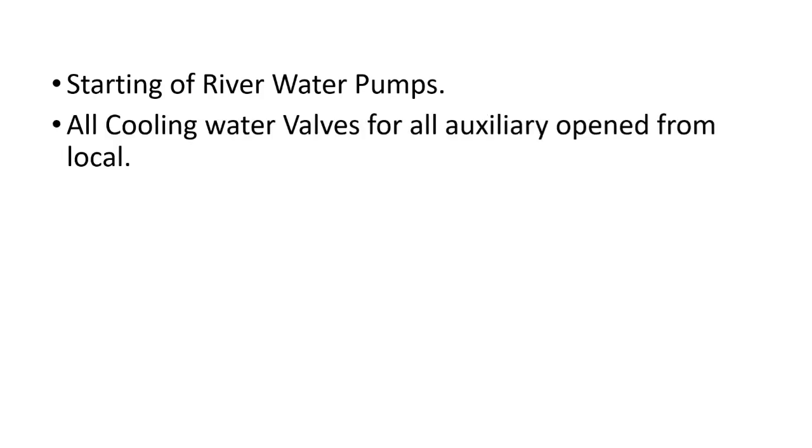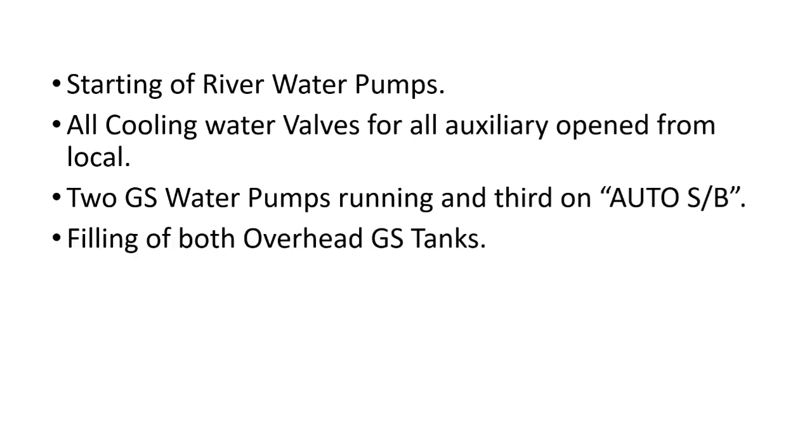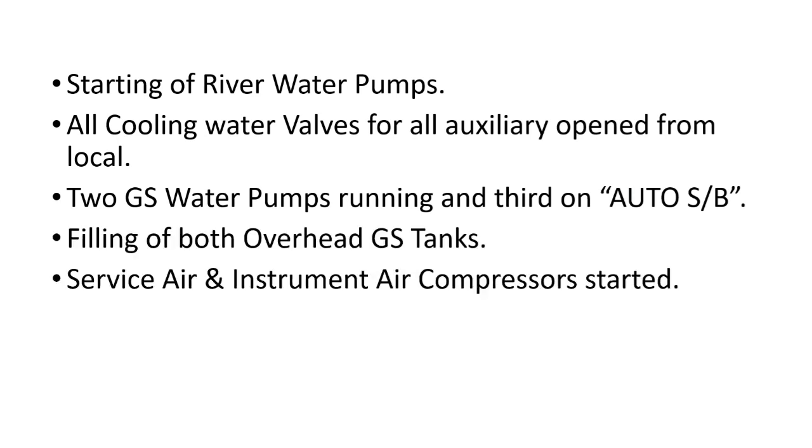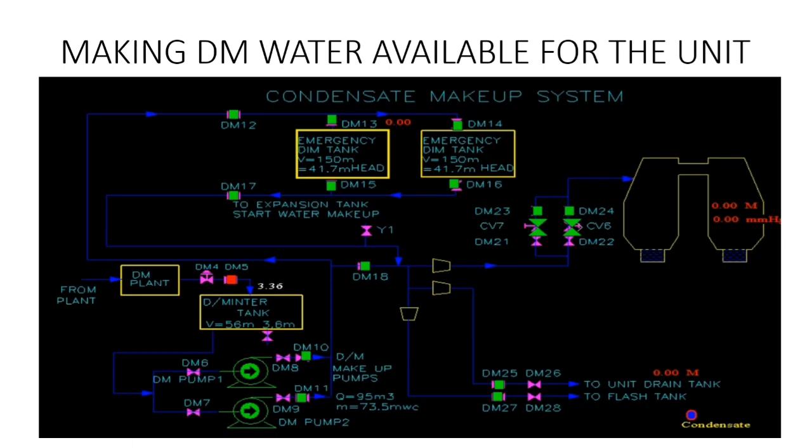Till now we have started the river water pumps, then all cooling water valves for auxiliaries opened from local. Then GS water pumps are running, 2 GS water pumps are running, the third is on auto standby. We have filled up both the overhead GS tanks, and instrument air and service air compressors have been started. The DM makeup pump we are starting. Now this is the circuit for the DM makeup plant.